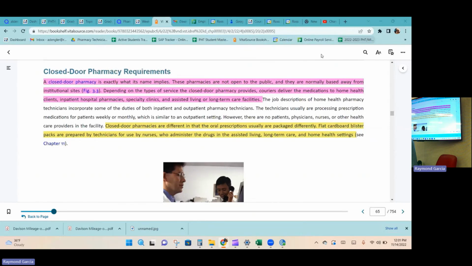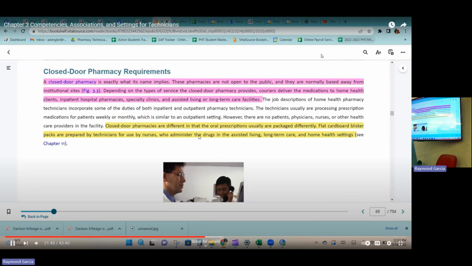The job descriptions of home health pharmacy technicians incorporate some of the duties of both inpatient and outpatient. The technicians usually are processing prescription medications for patients weekly or monthly, which is similar to the outpatient setting. However, there are no patients, physicians, nurses, or other healthcare providers in the facility. Closed-door pharmacies are different in that the oral prescriptions usually are packaged differently. Flat cardboard blister packs are prepared by technicians for use by nurses who administer the drugs in the assisted living, long-term care, and home health setting.